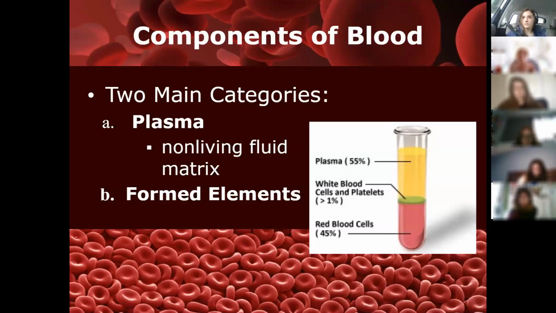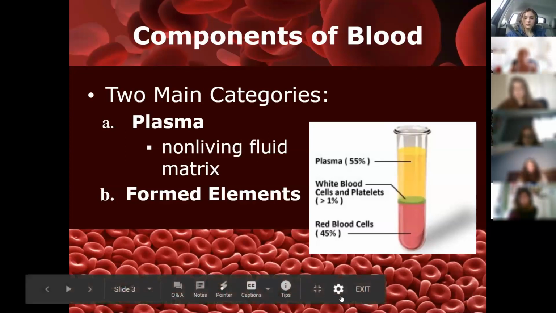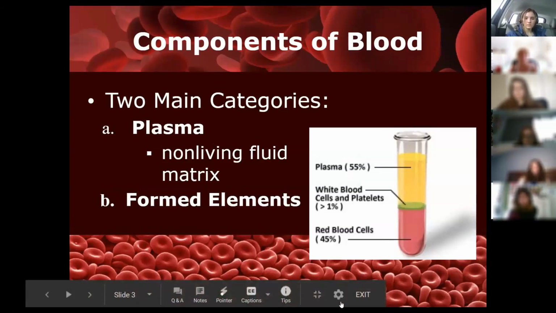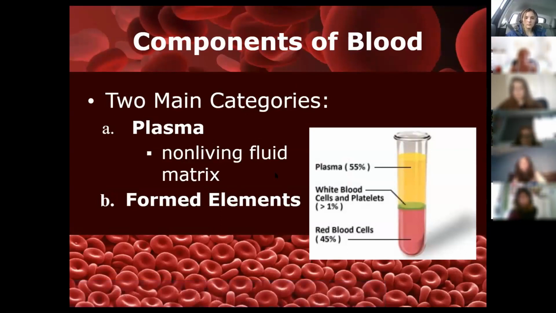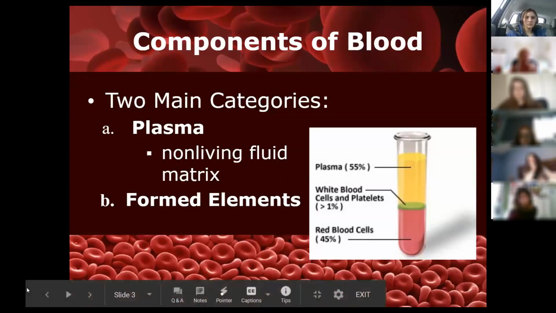So we're going to talk about what's in the plasma. Remember, connective tissues are kind of categorized according to their matrix, the material outside of the cells themselves. So this is our only liquid connective tissue. And the matrix, i.e., the matrix is the non-living portion.